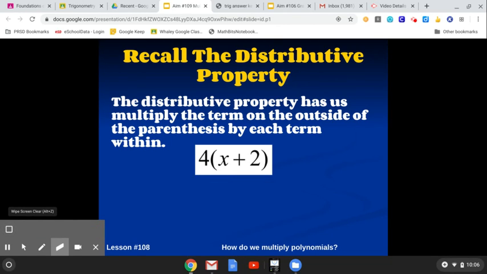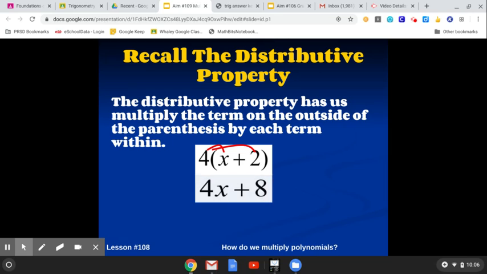Either way, what we're going to do is multiply these two polynomials together using what we call the distributive property, which means we take the 4 and we multiply it by each term inside of the parentheses. So 4 times x and then 4 times 2. And I know what you're saying. Most of us say, I already know what the answer to that is. The answer to that is 4x plus 8. And you're absolutely right. 4 times x is 4x, 4 times 2 is 8. Those two terms are not alike, so they can't be combined. So we're actually done. That's our answer. There's nothing more to it than that.